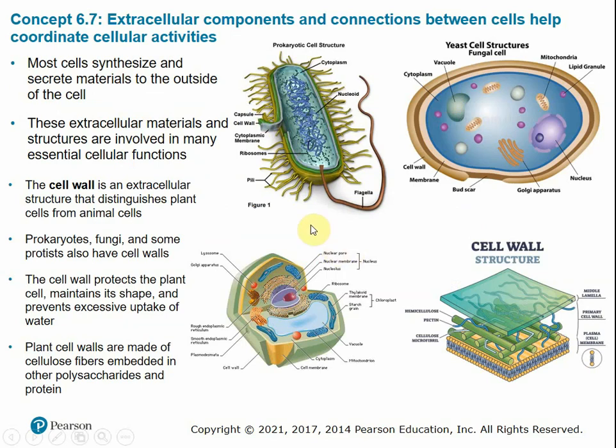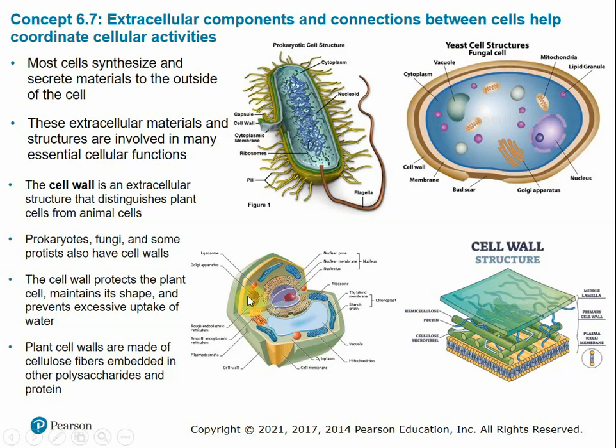So one example would be a cell wall. So we said the cell wall was one of the distinguishing features between a plant cell and an animal cell. But prokaryotes, like bacteria, also have a cell wall. Fungi contain a cell wall made of chitin, right? And some protists can also have cell walls.